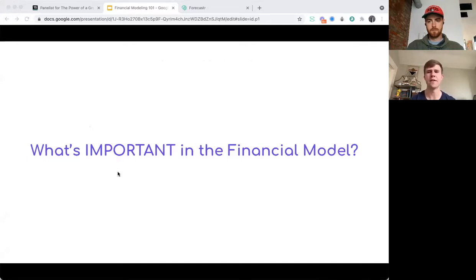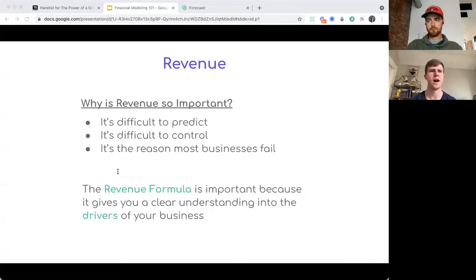Because there are so many different moving pieces of a financial model, a lot of times we're asked, what are the most important things to focus on? What are the things that I really need to make sure that I get right? And what do I need to spend the majority of my time focusing on so that I can really hit home with investors? By far, the thing that is the most important is revenue. Revenue is the hardest thing to predict. It's the most difficult thing to control. And it's the reason that most businesses end up failing: they don't end up hitting their revenue targets.